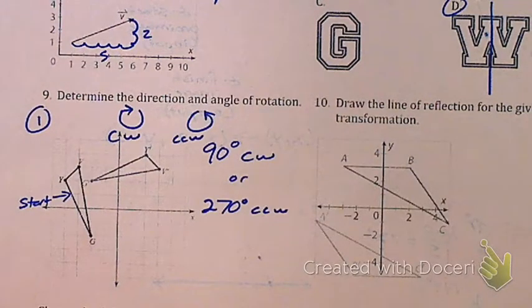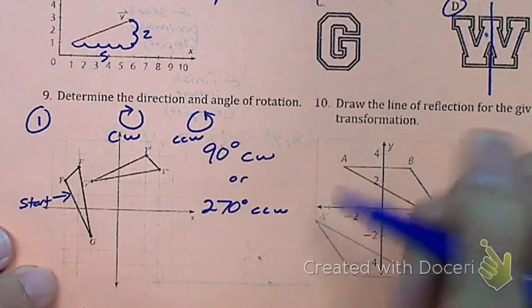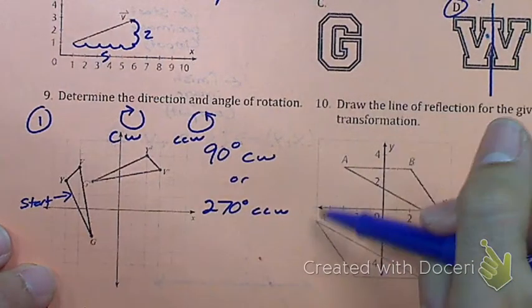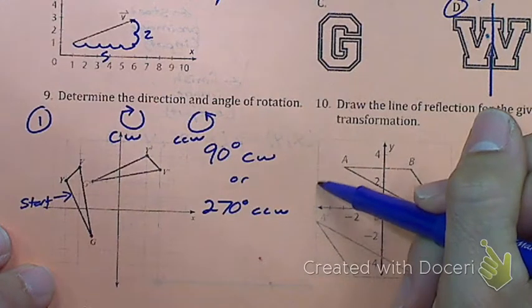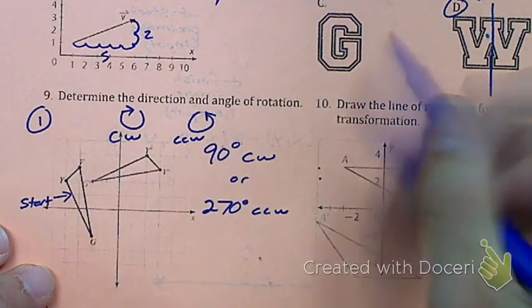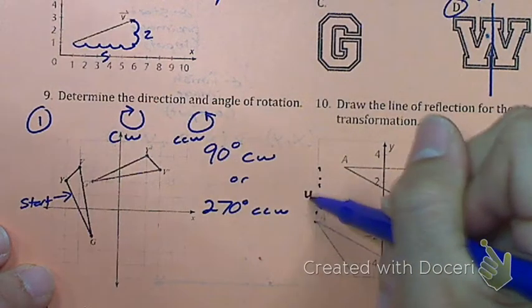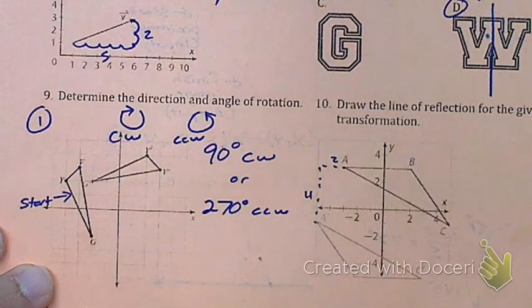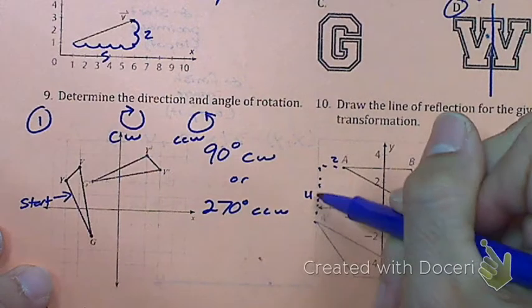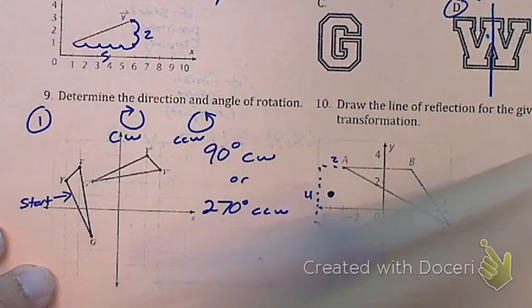Number 10, you must have drawn points with your line for me to tell that you did it correctly. A goes up 1, 2, 3, 4, and to the right, so it's up 4, to the right 2. What's half of each? 1 and 1. 2 and 1. So I'm going to go up 1, 2 over 1. That is my middle of A and A prime.